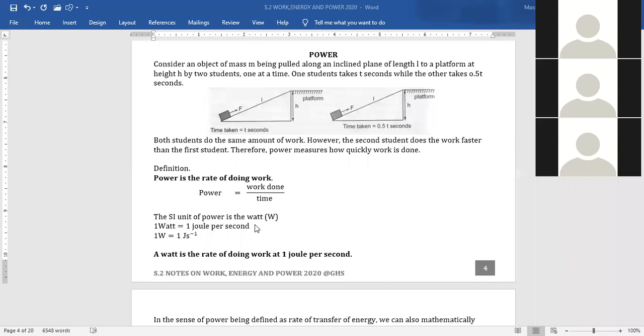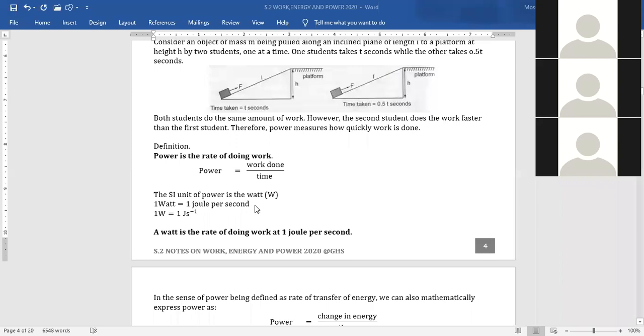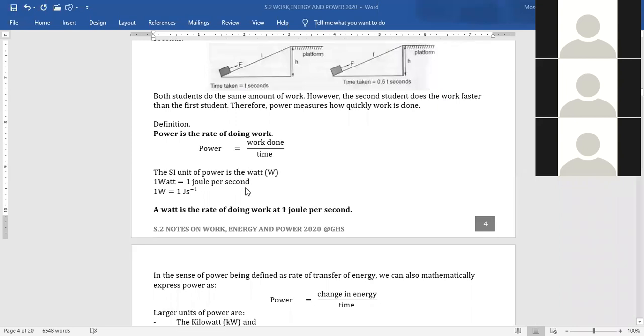So if you say what, and the teacher asks you, you can say, I was talking about the unit of power. Is that okay? Yeah, I know now we are talking about the unit of power.